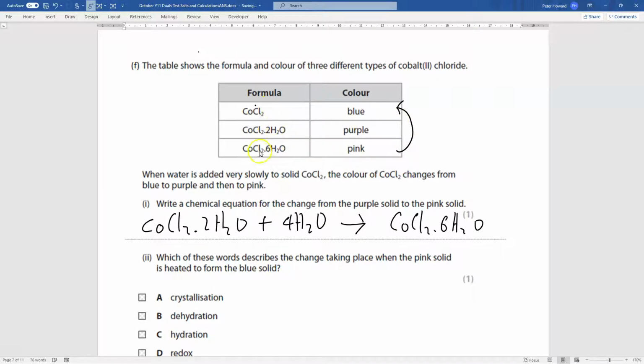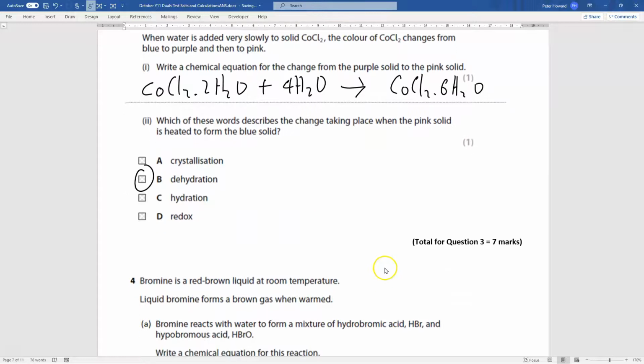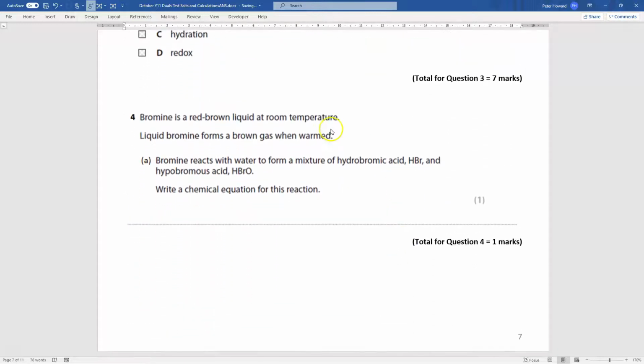Then it says what happens when the pink solid goes to become a blue solid. What we can see is we're going from here to here. What we're doing is we're losing water, so we can call that dehydration. It's losing water. So this is all about formula.